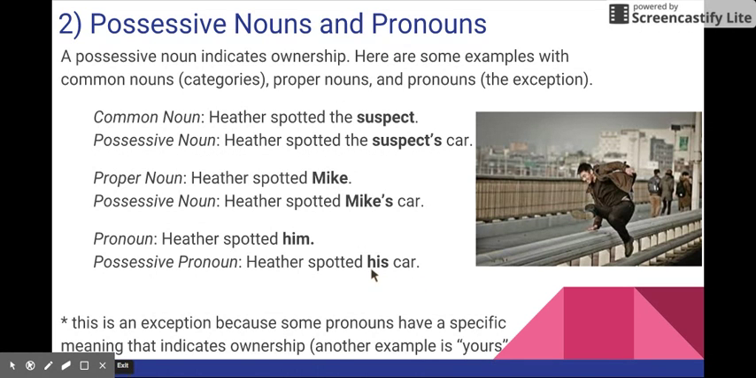So you need to make sure that you're double checking anytime that you're using a pronoun. If it's a proper noun or a common noun, most of the time you're just going to add an apostrophe S. But I'll talk about some of those exceptions.